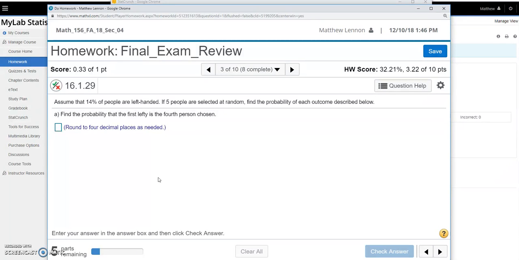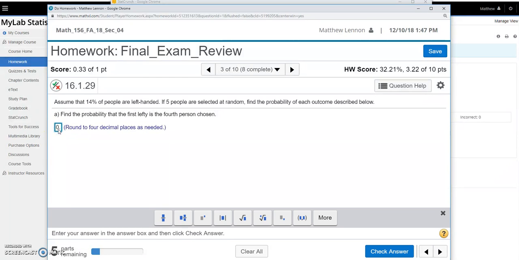So that means you're looking at each trial independently. So your first 3 trials would each be 0.86 because you're going to pick a right-handed person, a right-handed person, a right-handed person, then a left-handed person. So you would enter 0.86 to the 3rd power, and then multiply that by 0.14. And that gives you 0.0890 if you enter that in your calculator.